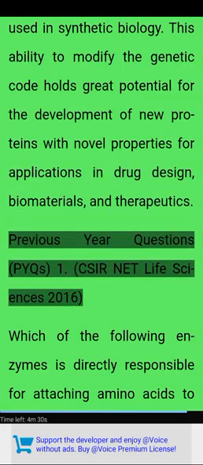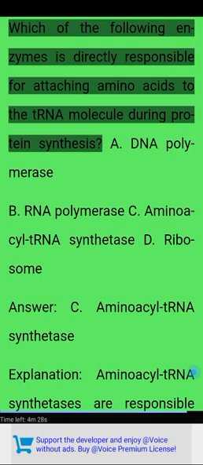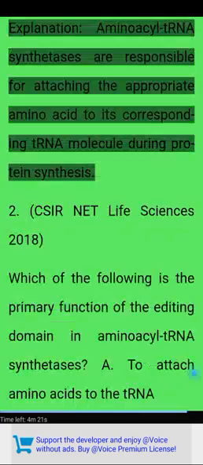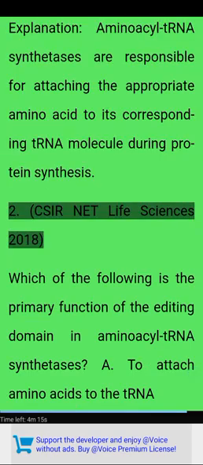Previous year questions. PYQs 1. CSIR NET Life Sciences 2016. Which of the following enzymes is directly responsible for attaching amino acids to the tRNA molecule during protein synthesis? A. DNA polymerase. B. RNA polymerase. C. Aminoacyl tRNA synthetase. D. Ribosome. Answer. C. Aminoacyl tRNA synthetase. Explanation. Aminoacyl tRNA synthetases are responsible for attaching the appropriate amino acid to its corresponding tRNA molecule during protein synthesis.